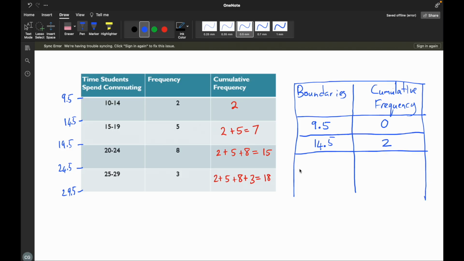Now, bearing that in mind, what do you think would go for 19.5? 7. Lovely. And then what do you think would go for 24.5? 15. And then 29.5?